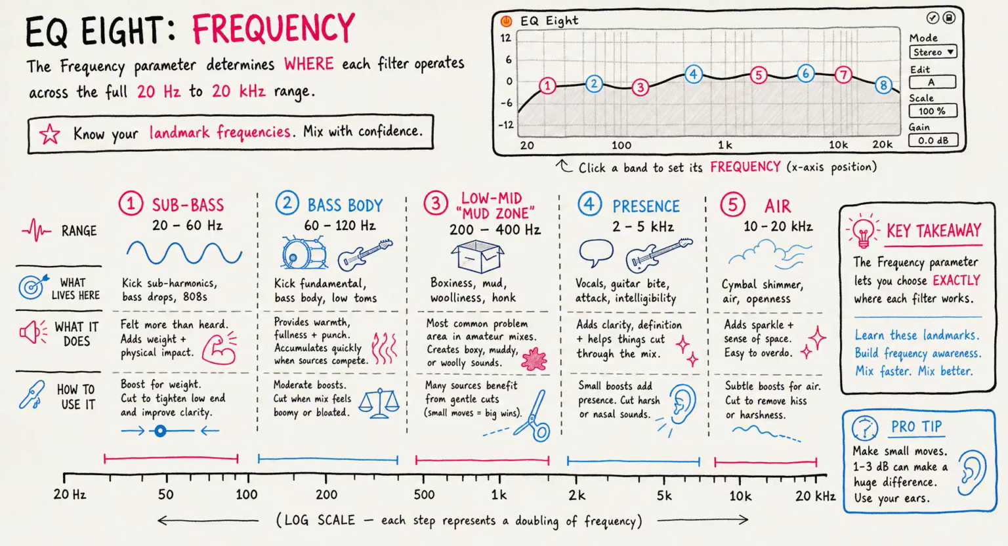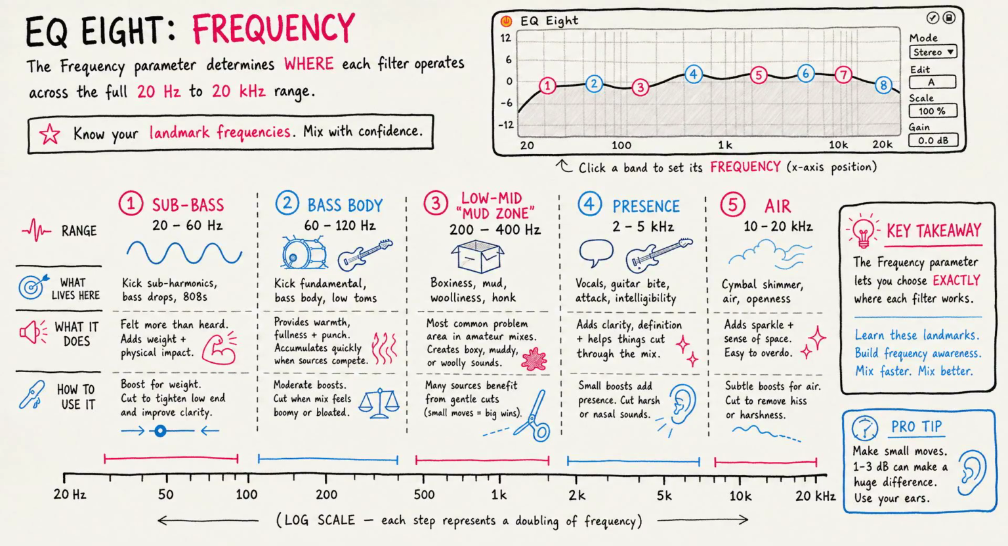The frequency parameter determines where each filter operates, spanning EQ8's full 20 Hz to 20 kHz range. Learning landmark frequencies accelerates your workflow and develops your frequency awareness. Sub-bass, 20 to 60 Hz, is the felt more than heard foundation. Kick drum subharmonics, bass drops, and 808s live here. Boosting adds weight and physical impact. Cutting tightens the low end and improves clarity.